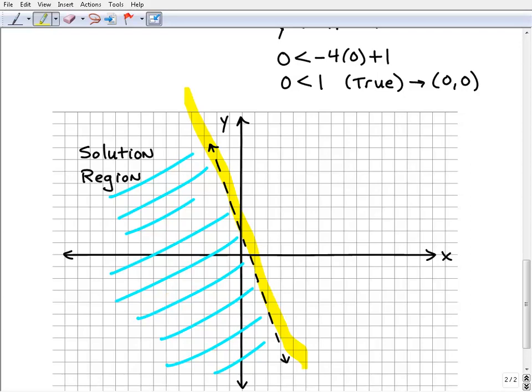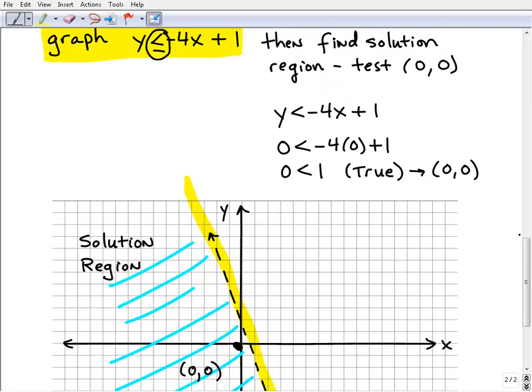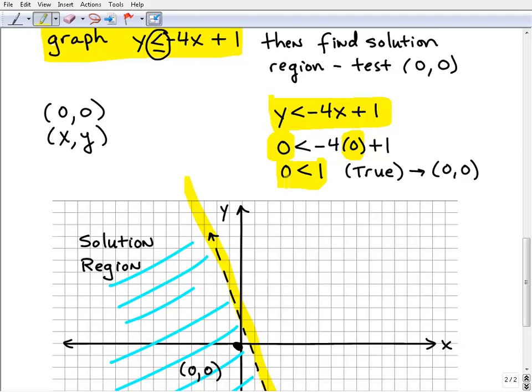Now, the way to determine the solution region is to test a point on either side of the line. The easiest point to test is the point right here in the center of the graph, that point being 0, 0, and we want to test to see if that's going to create a true or false statement. The point 0, 0 is where x is 0 and y is 0. So we're going to be plugging in 0 for x and 0 for y into our inequality. When we do that and simplify, we have 0 less than negative 4 times 0 plus 1, and we end up with this statement, 0 is less than 1.